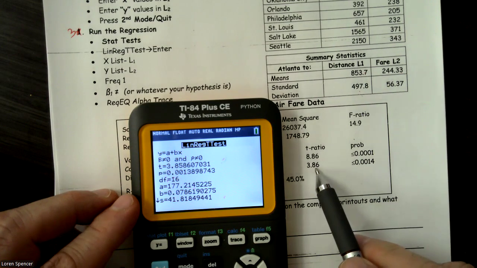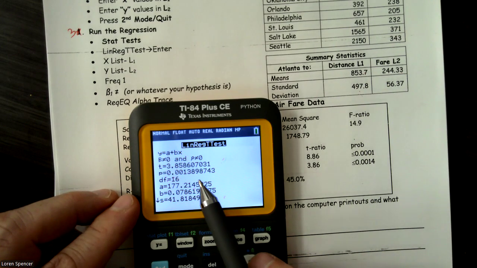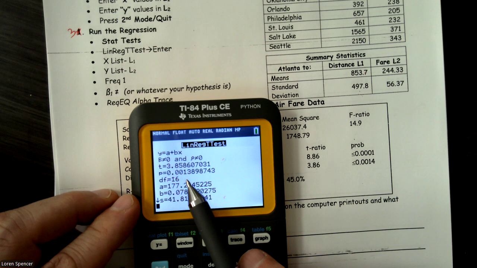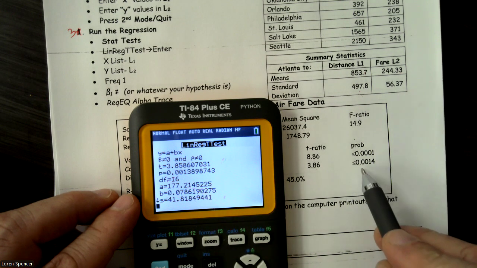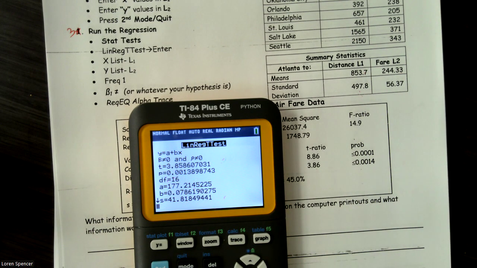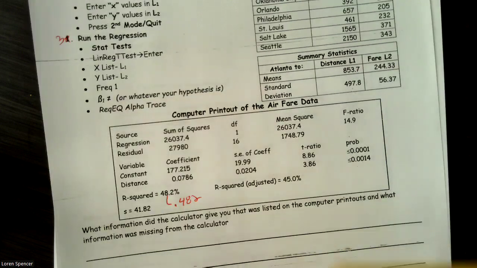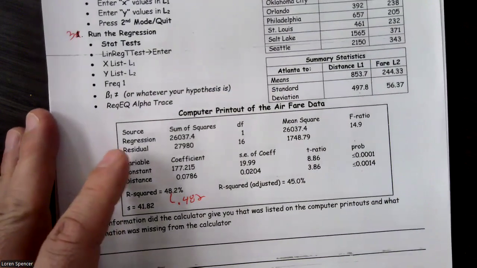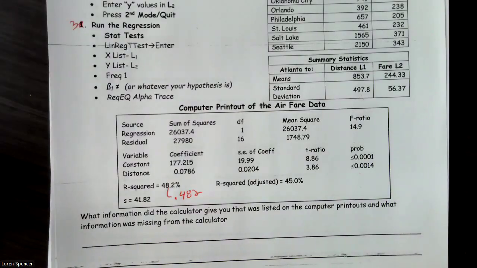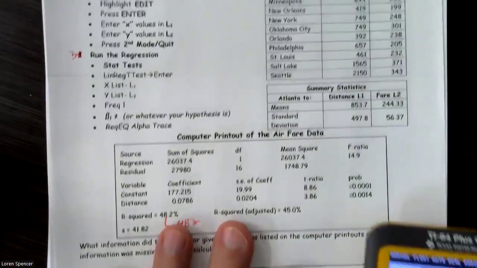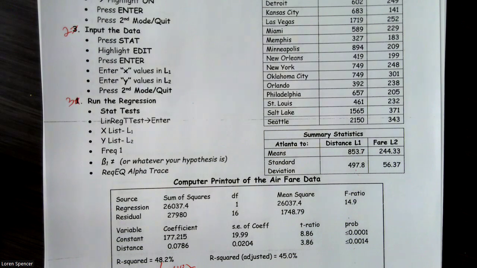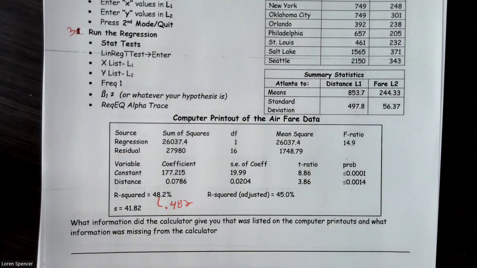Let's scroll back up. And I say, oh, 3.86. I see that. I see a p-value, 0.0014. Hey, there's p-value 0.0014. So I want you to identify the information that you have on the calculator. Please go through and do that. Note the information you have on the calculator and use the information you got from the other video to identify the names of that information.